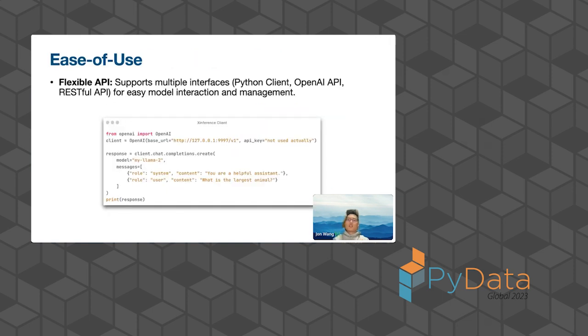So let's have a look at how to use Xinference. Xinference provides a flexible API. It has its own Python client, but since OpenAI's API is a de facto standard in the industry, we also provide an OpenAI compatible API so that users can use Xinference with OpenAI's Python client, which is an enhancement to user experience.